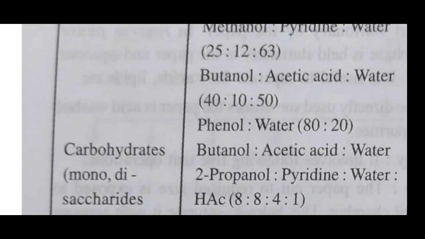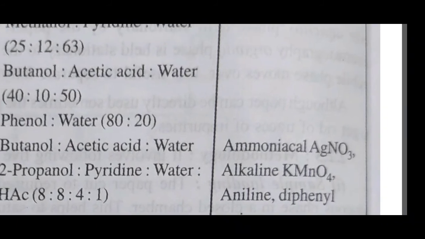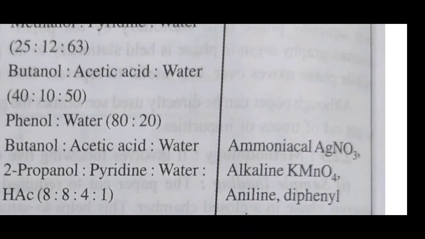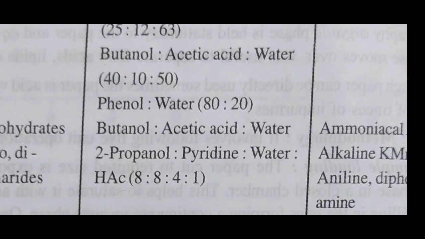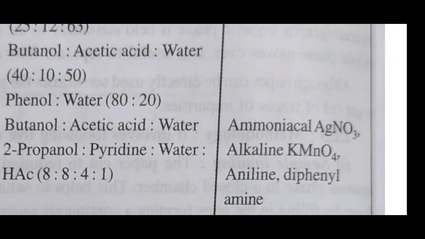Then the second compound is the carbohydrate, that is monosaccharides, disaccharides and carbohydrates. Here the solvent system is butanol, acetic acid, water, and the spraying reagent is ammoniacal AgNO3, that is silver nitrate. The second is 2-propanol, pyridine, water in the ratio 8 to 8 to 4 to 1, and the spraying reagent is alkaline KMnO4.